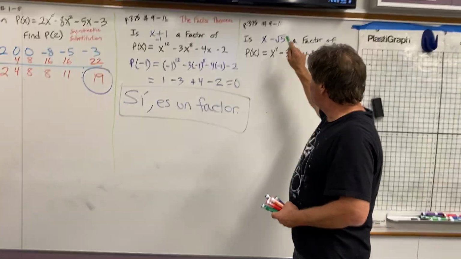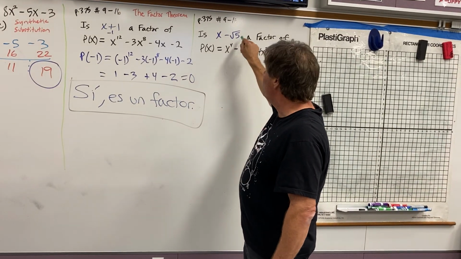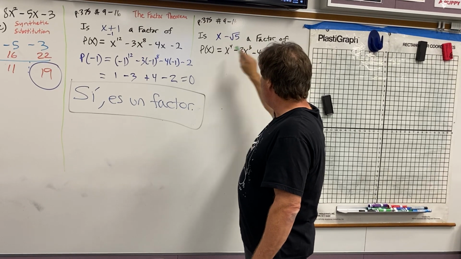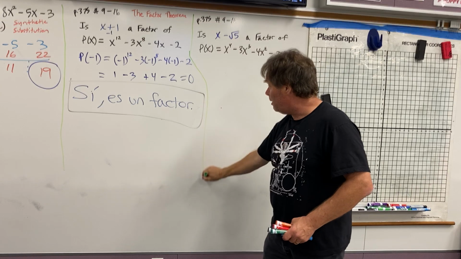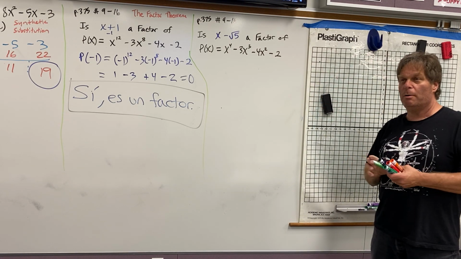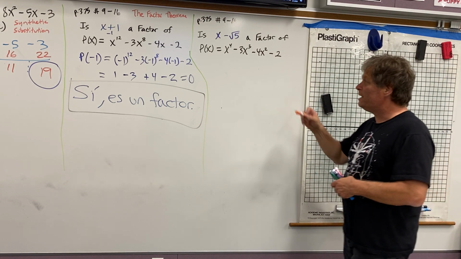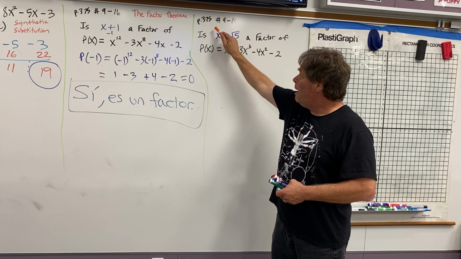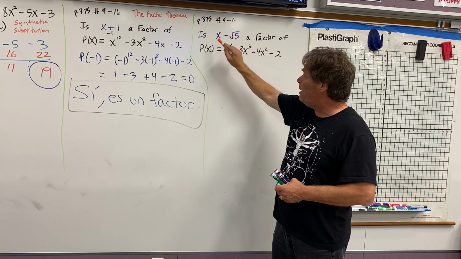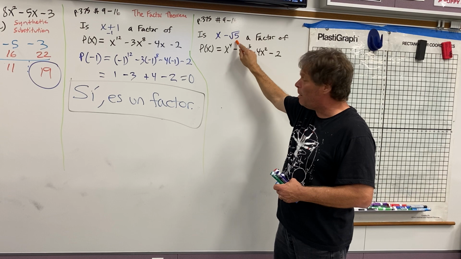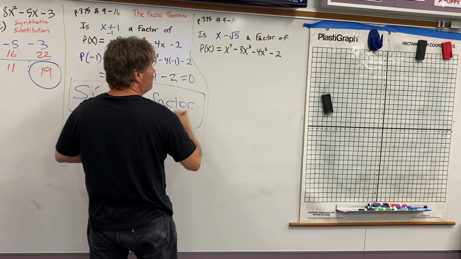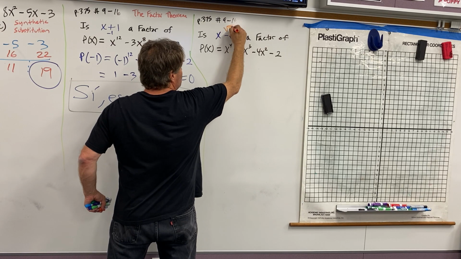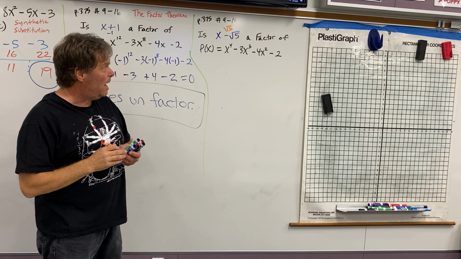Is x minus square root 5 a factor of this polynomial? Okay, well, let's look at this now. x minus square root 5. What would x have to be to make that equal 0? How about positive square root 5? Look, square root 5 minus square root 5 would be 0. So the root that would go with x minus root 5 is just regular root 5.